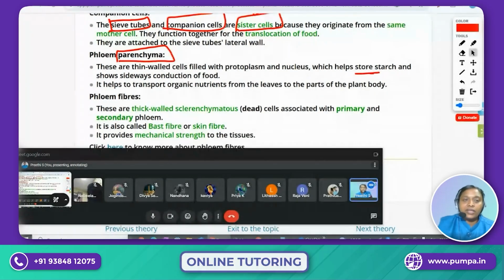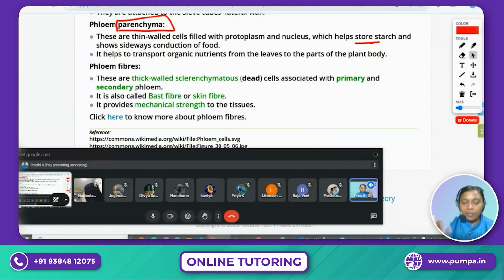Next is the phloem fiber. It is made up of dead cells. Since it is made of dead cells, it provides mechanical strength.